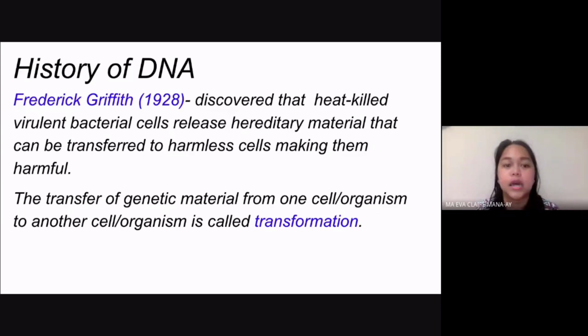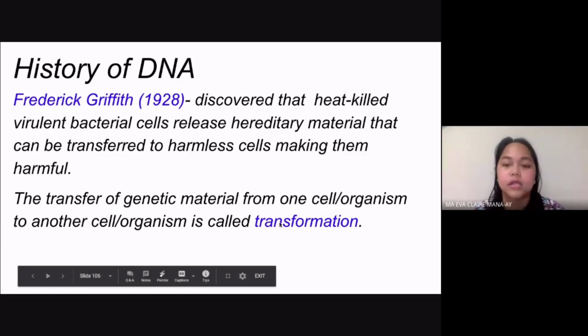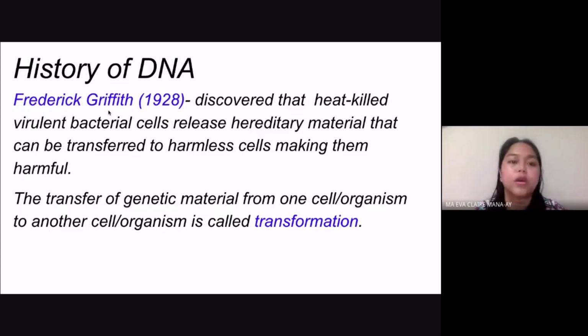Okay, so he called this transfer of genetic material from one cell or from one organism to another cell or organism transformation. Okay, so that's transformation. But then again, we need to remember that Frederick Griffith was not sure whether that part of your cell was DNA, whether that part was protein, whether that part was RNA. He was just sure that there was some sort of hereditary material inside that cell that was transferred from one organism to another. Okay, so that was Frederick Griffith.